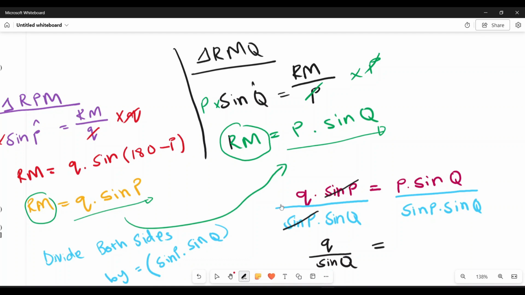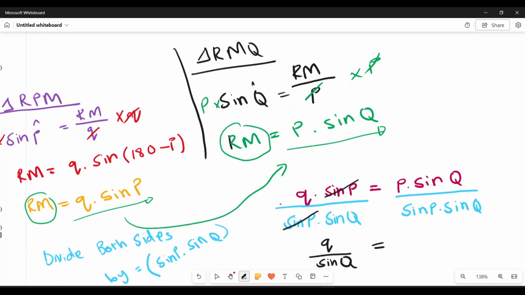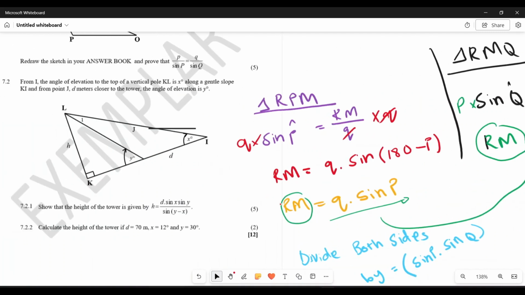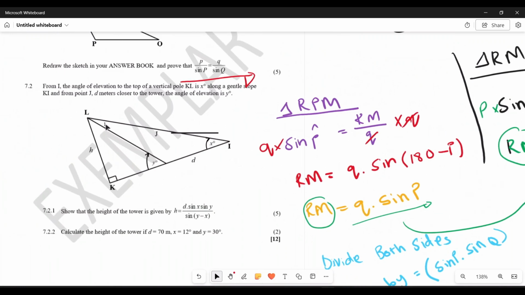This is equal to, now on the right-hand side, the sine Q is going to cancel out with the sine Q. You're going to be left with P over sine P. And this is what the question was requiring us to prove, as you could see here, right? So basically, that would be your final answer here. Right, now let us move on to the next question.